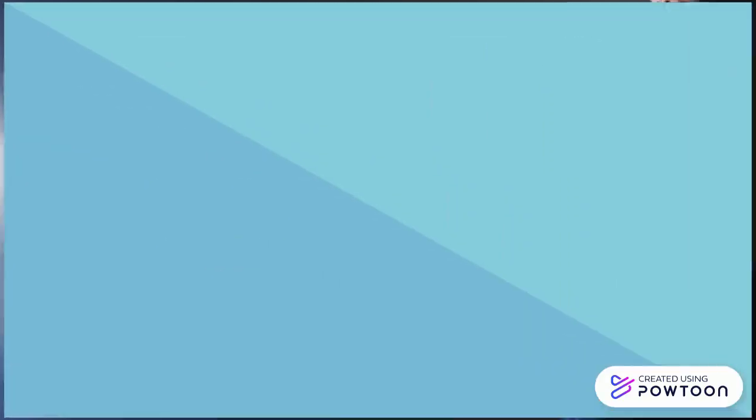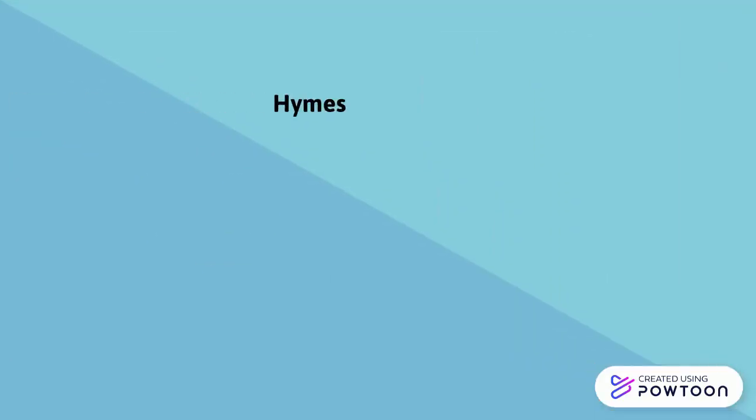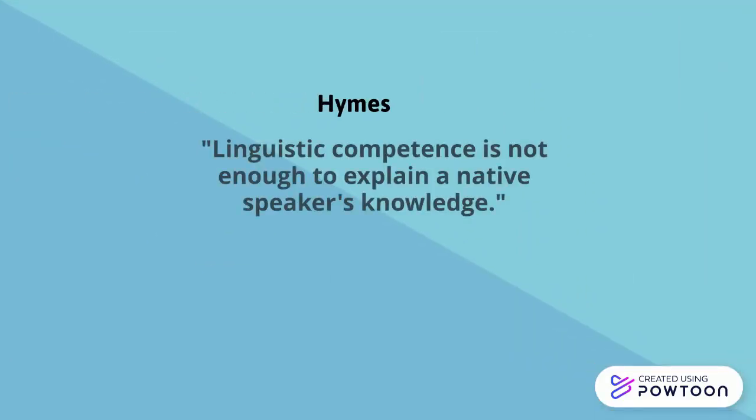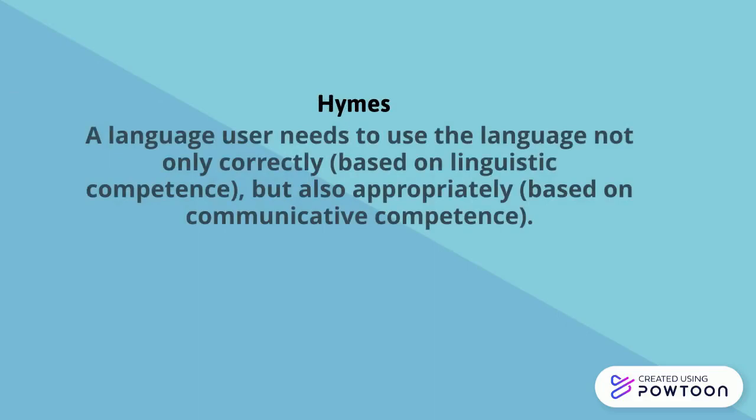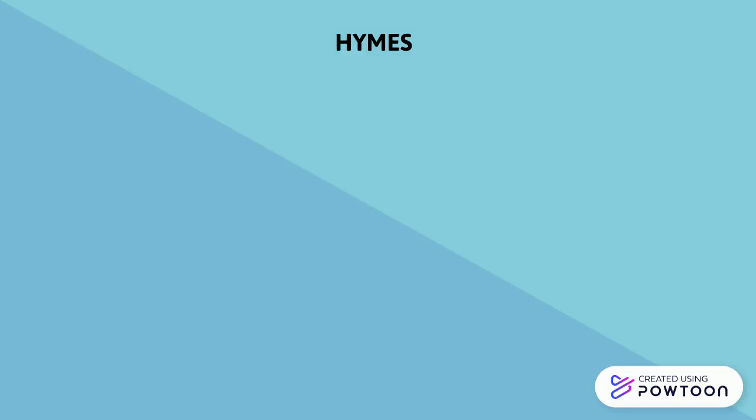Hymes pointed out that linguistic competence could not explain the actual rules of use. He also highlighted that this competence is not enough to explain a native speaker's knowledge. For this reason, he developed a theory of communicative competence. A language user needs to use the language not only correctly, based on linguistic competence, but also appropriately, based on communicative competence. He developed the 4 components of communicative competence: linguistic, sociolinguistic, discourse, and strategic competence.